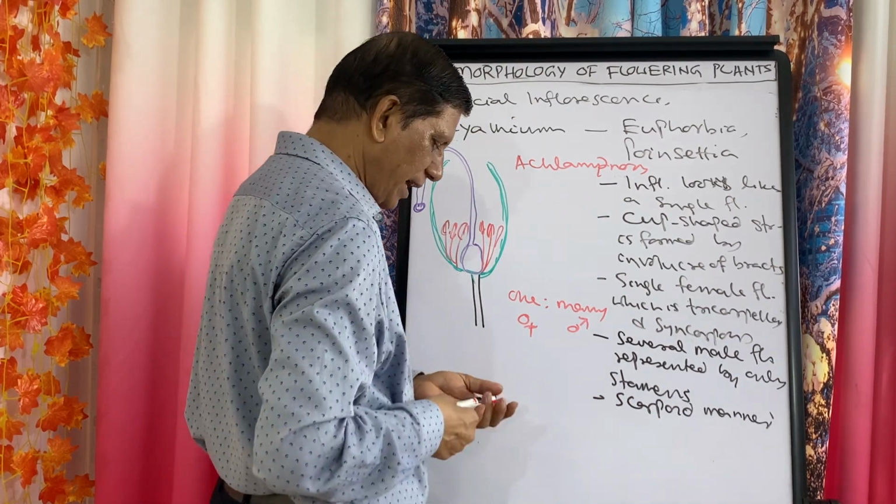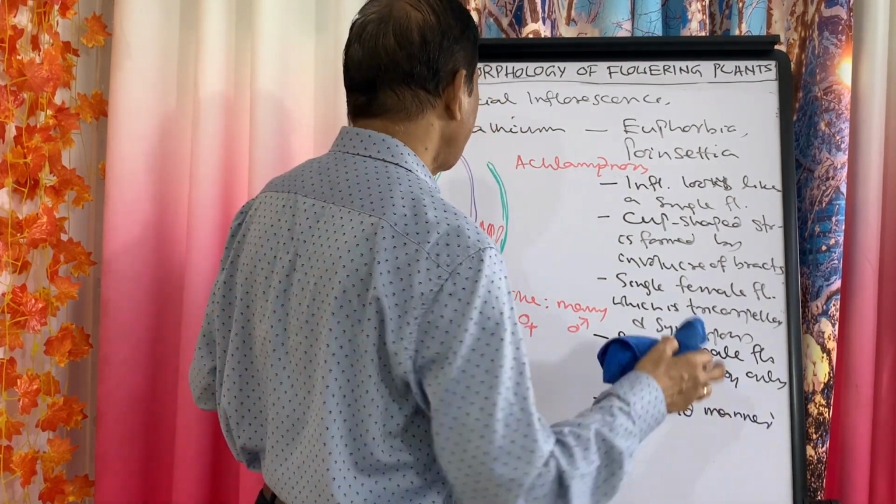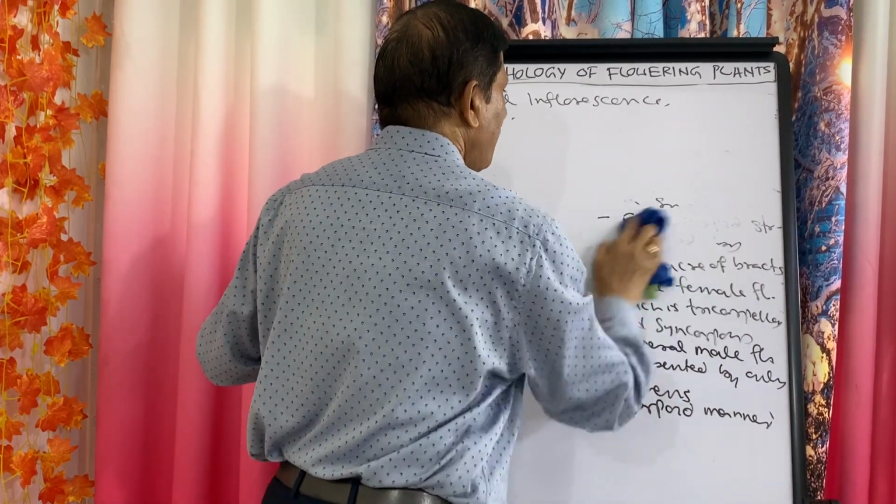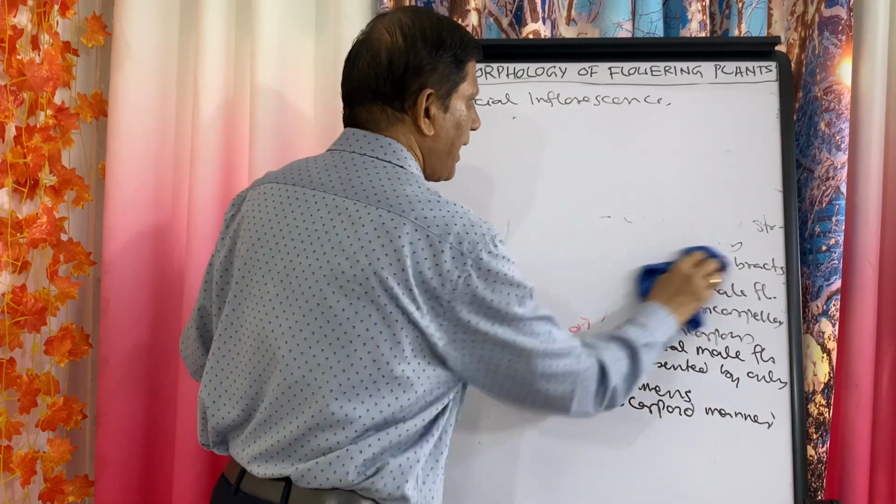Then the second type. The second type of special inflorescence is the hypanthodium. And the hypanthodium is commonly found in Ficus.